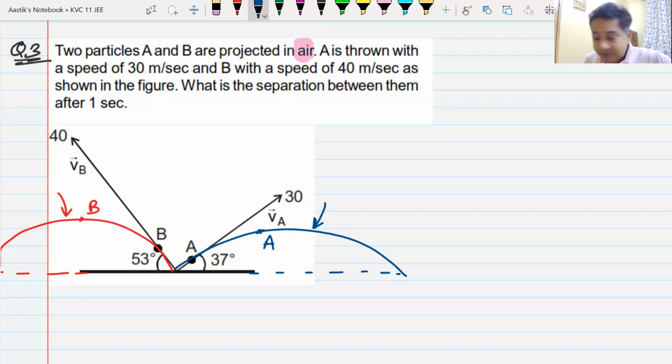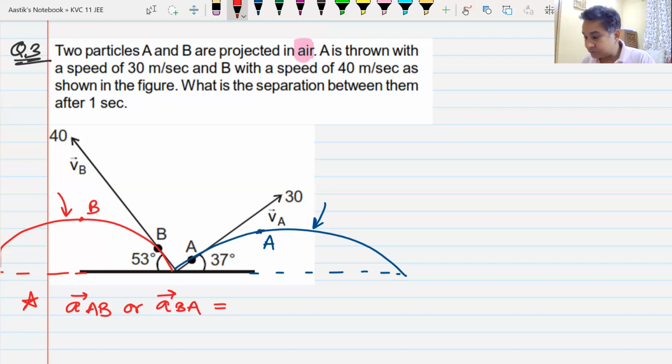Now, before solving this, remember some important points and keep them in mind. Number 1, A and B both are projectiles. Yes or no? So if I find the acceleration of A with respect to B, or the acceleration of B with respect to A, both the accelerations are going to come as what? No one knows it? 0.